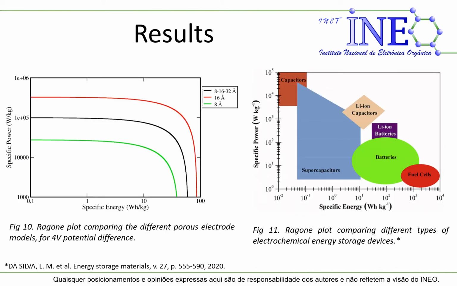To compare different electrochemical energy storage devices, I'm going to plot a Ragone plot, like figure 11. Comparing the three-pore electrode systems simulated in this work, it can be concluded, as figure 10 shows, that the system with three different pores has an intermediate performance in relation to the single-size pores.